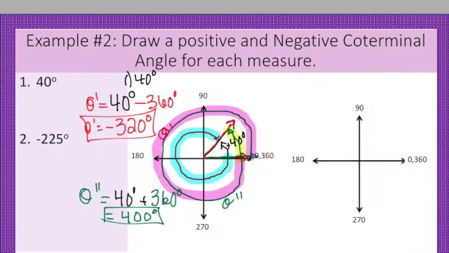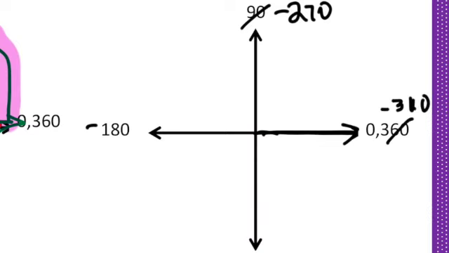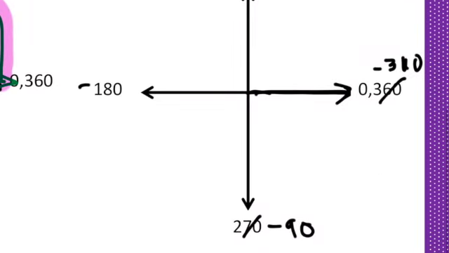Let's go ahead and look at the second example. So for example number 2, I've got negative 225. Let's go ahead and graph this angle. It's always going to start here at 0. This is negative 90, this is negative 180, this is negative 270, and then coming back, this is going to be negative 360. So negative 225, I know I'm going to go negative 90, negative 180, and it's not going to go past negative 270. So we're going to end up somewhere in here.